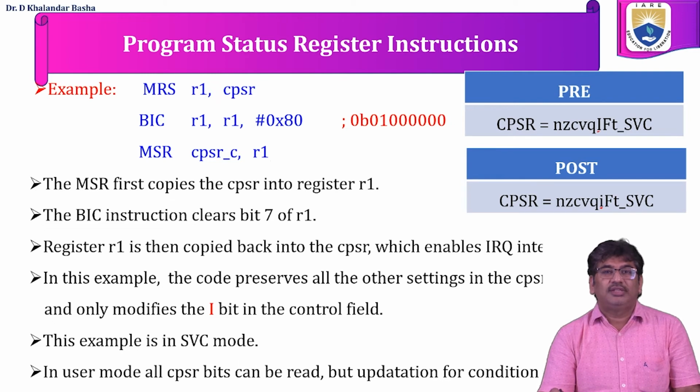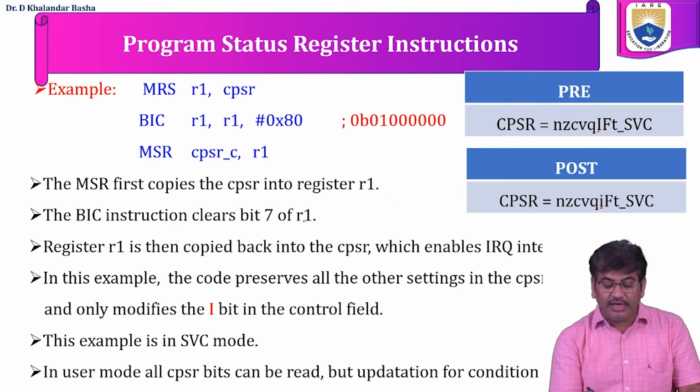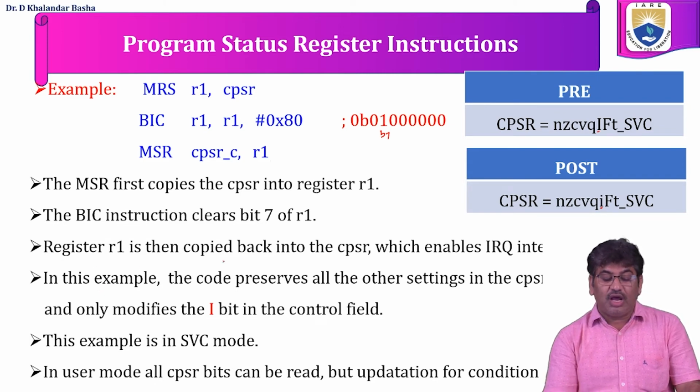The MRS first copies the CPSR into the R1 register. The BIC instruction clears bit 7 of R1, counting bit 0, bit 1, bit 2, bit 3, bit 4, bit 5, bit 6, bit 7. The register R1 is copied back into the CPSR, which enables IRQ interrupts. In this example, the code preserves all the other settings in the CPSR and only modifies the I bit in the control field related to interrupt. This is an example in SVC mode.